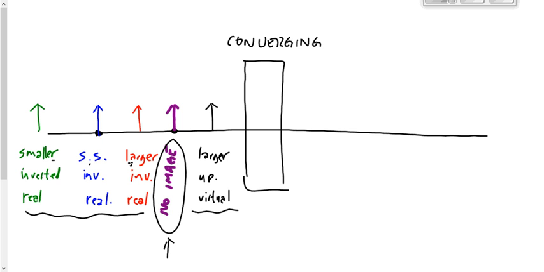Now, if we've got a diverging lens or a diverging mirror, good news: it doesn't matter whether you've got a lens or a mirror. It doesn't matter where you place your object. The image is always going to be the same. The image is always going to be smaller.